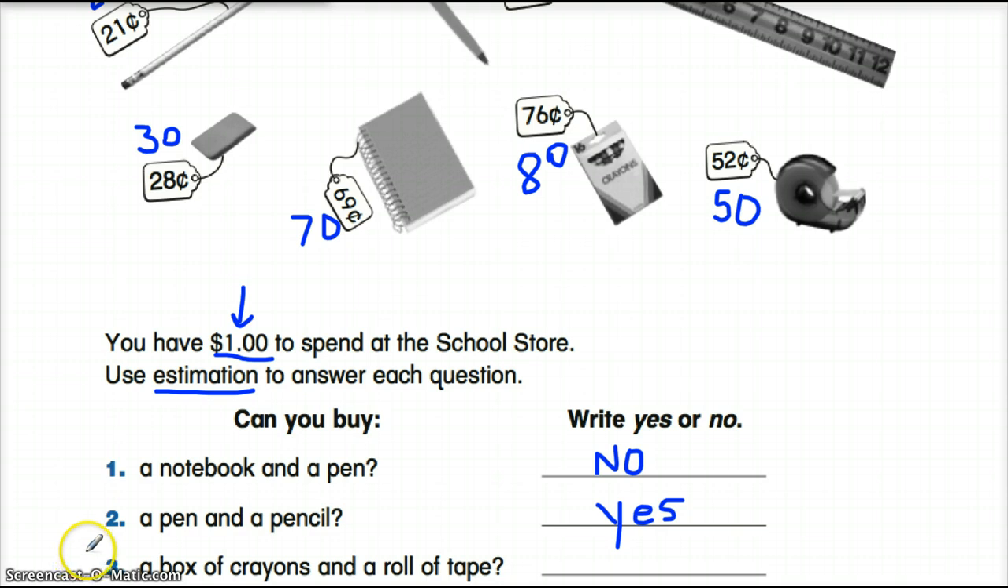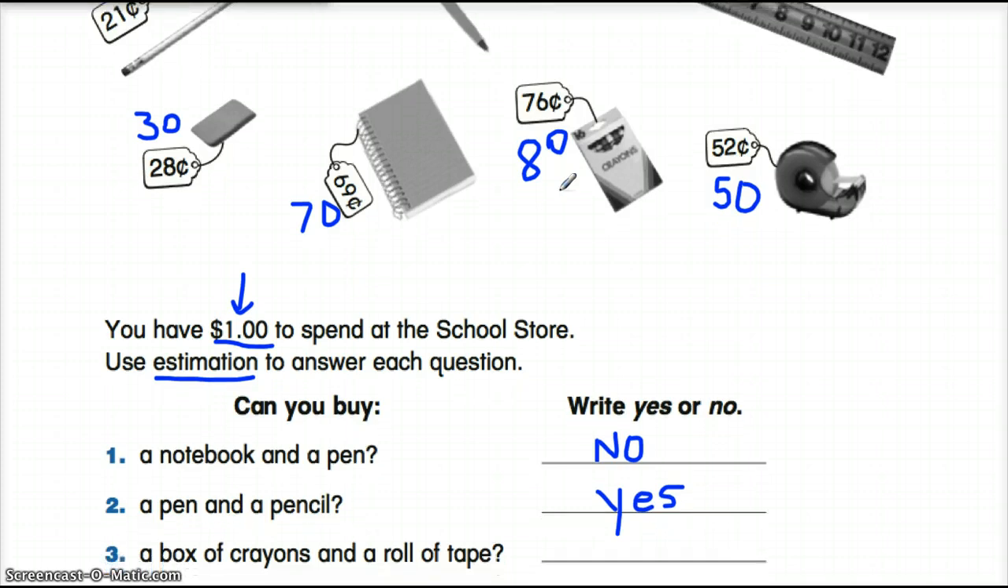Question number 3, can you buy a box of crayons and a roll of tape? Well, here's your crayons. They cost about 80 cents, and a roll of tape costs about 50 cents. Now, most of you probably know that 50 cents and 50 cents is $1. Well, here we have 50 cents, and this one's more than 50 cents, so you should know right away that that's going to cost more than $1. So no, we do not have enough money to buy a box of crayons and a roll of tape.